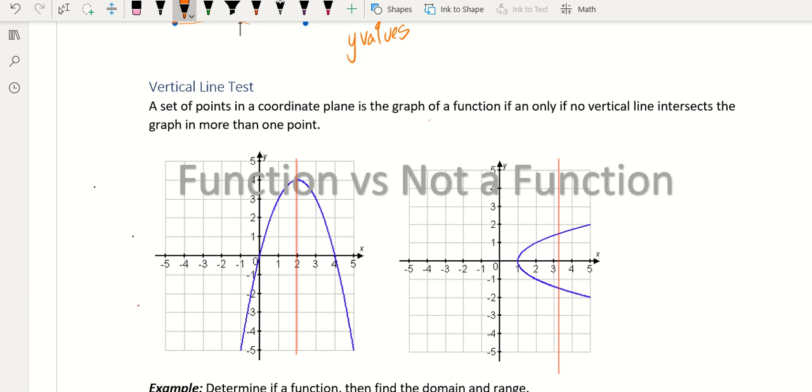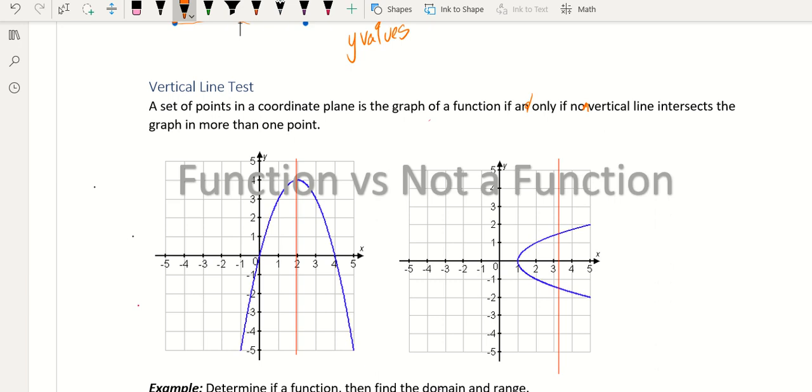All right, the vertical line test. A set of points in a coordinate plane is the graph of a function if and only if no non-vertical line intersects the graph in more than one point. Okay, so the vertical line test is just simple.